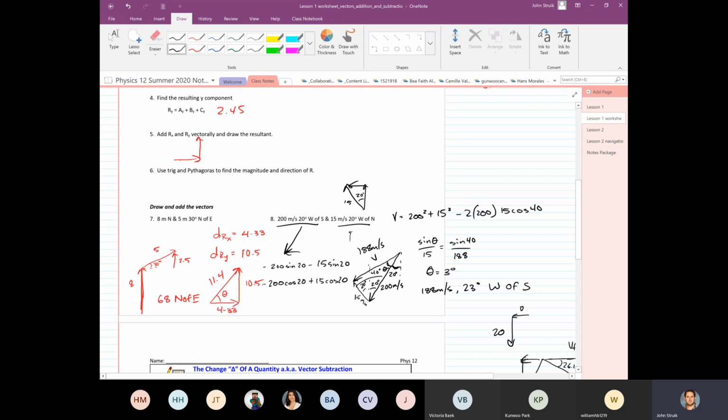Okay, so you don't have to do it the vector way where you draw the whole triangle. You can actually just draw each individual component triangle and then add the components together. You get the same answer.